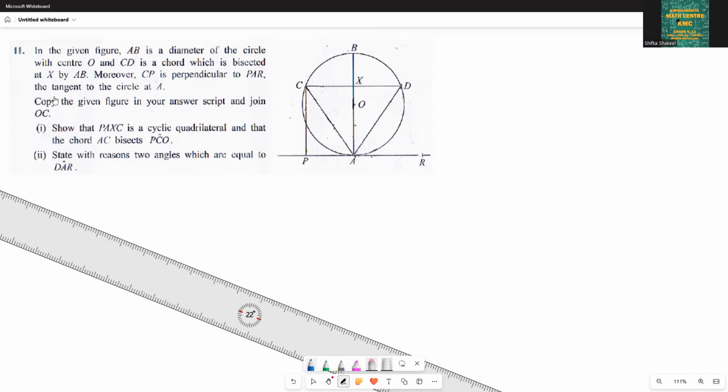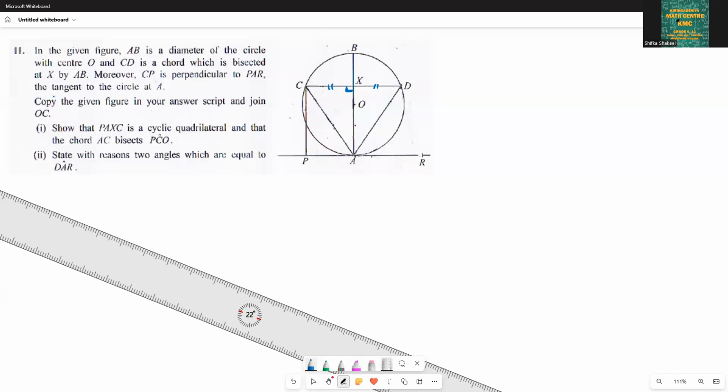Bisected by AB means that it is a right angle, because the radius OB and the midpoint of the chord are perpendicular. Bisecting means CX is equal to XD. Therefore, this will make a right angle, 90 degrees, because the line joining the midpoint of the chord and the center is perpendicular. Perpendicular means 90 degrees.